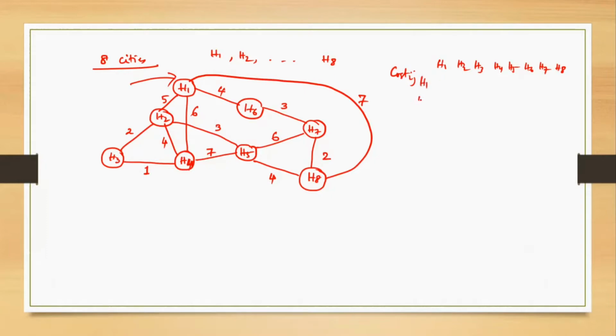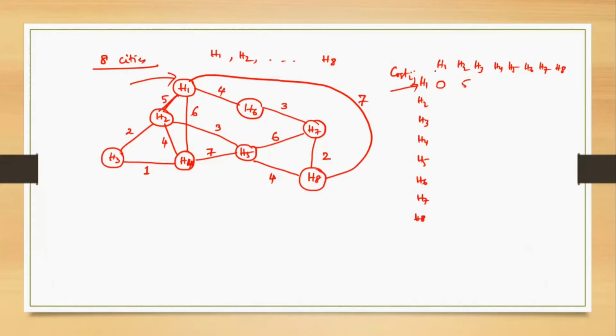So H1, H2, H3, H4, H5, H6, H7, H8. If I want to frame the first row, it is for H1. That means I am standing at H1, and I want to find out where there is a direct association from H1 to other vertices. H1 to H1, there is no self-loop, so it is 0. H1 to H2, yes, there is an association. H2 is a direct adjacent of H1, so we put the cost here. This is 5.